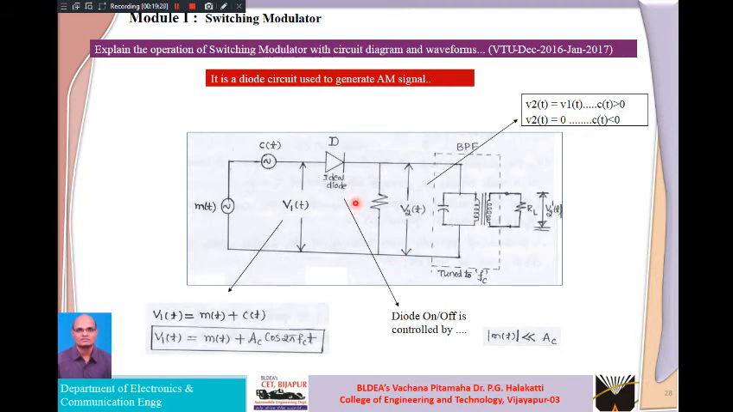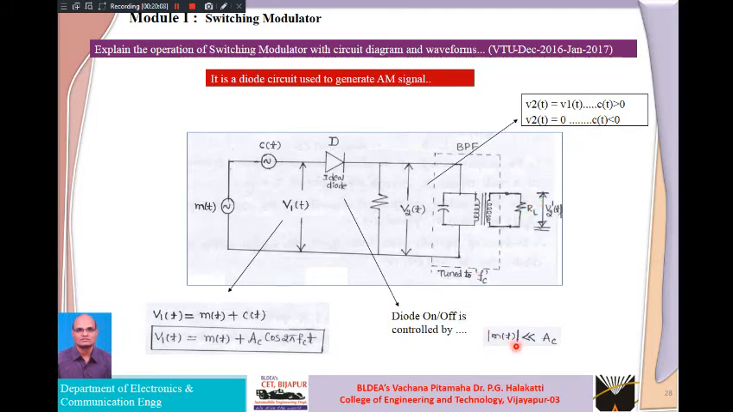So how is its on-off condition controlled? The on-off condition of this diode is controlled by both c of t and m of t. Whenever c of t is greater than m of t, the anode voltage you are applying is more than the cathode voltage, where cathode voltage means the modulating voltage. Then the diode is on, and V1 of t is allowed. Otherwise, it is reverse biased, with no output voltage.